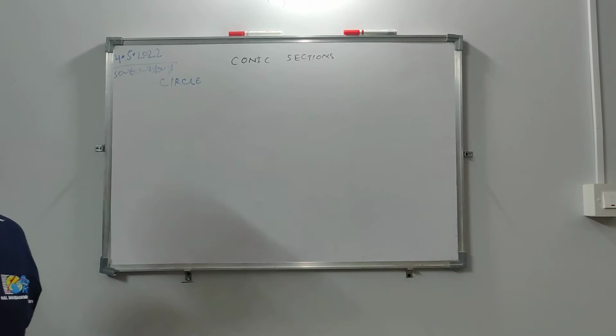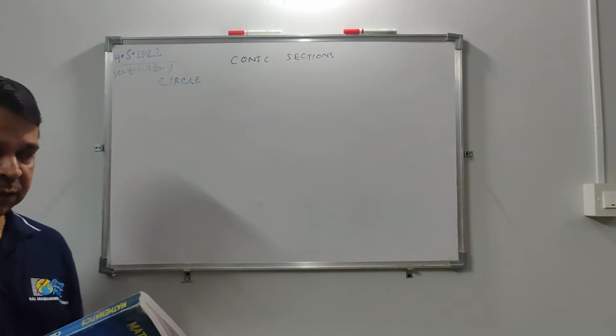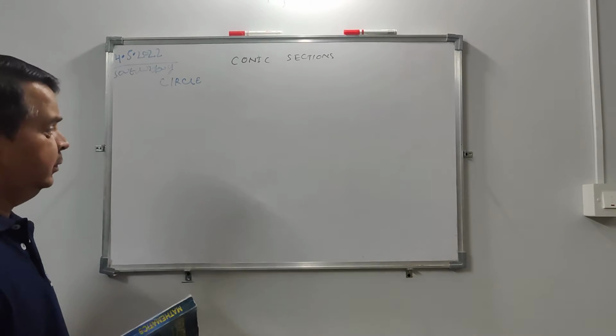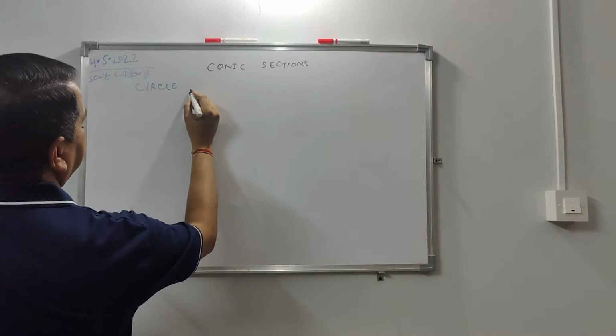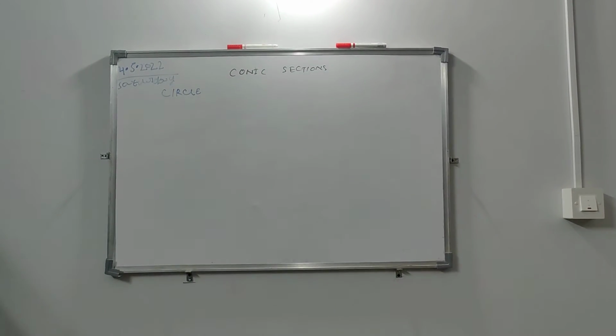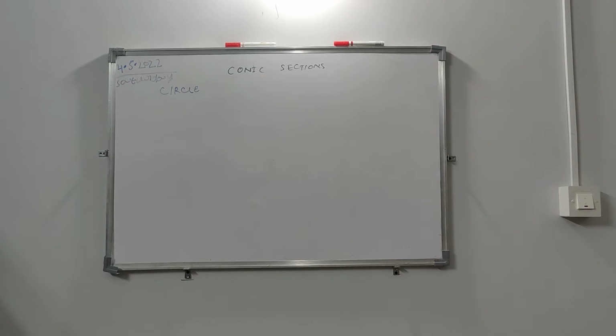So we have finished the circle. Okay. So now we'll start with parabola. So we are done with circle. We'll start with parabola now.